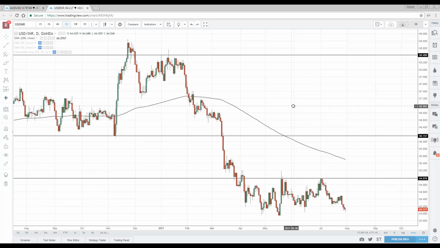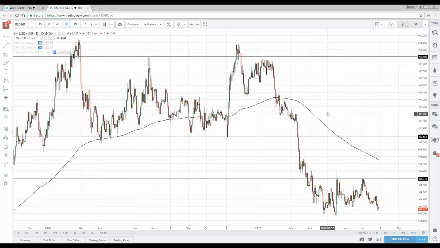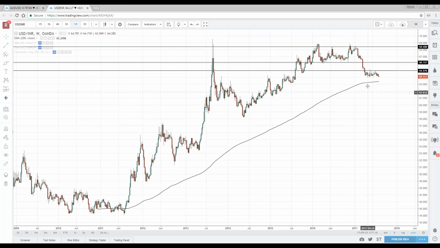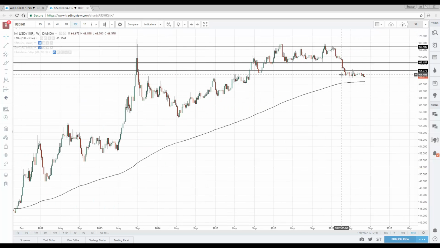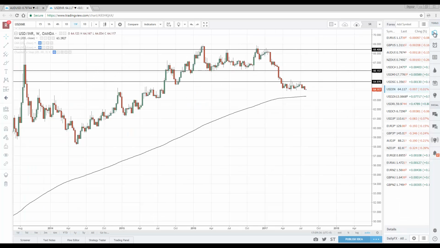So this is the dollar against the Indian rupee. I would say this is another potential setup worth looking at, because on top of that, the weekly has a volatility contraction, which means I expect the market to have an increase in volatility in the coming weeks.